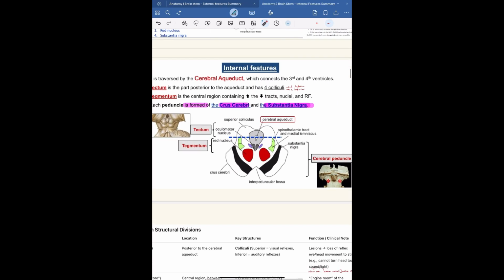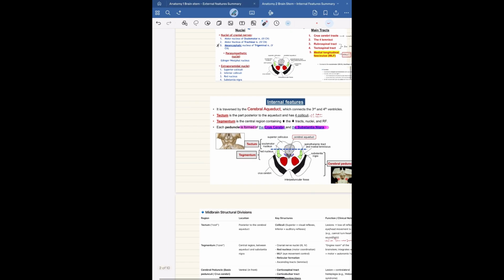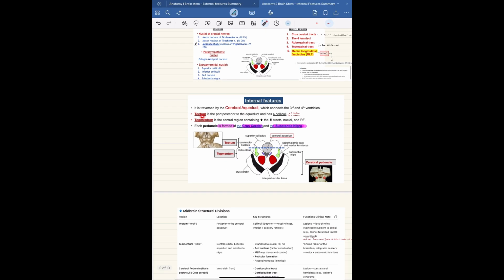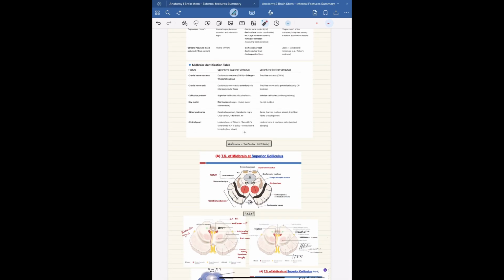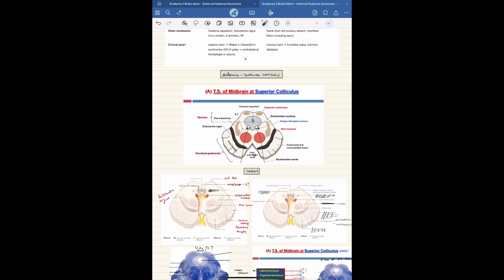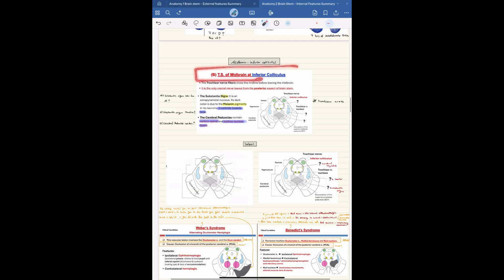Okay, what about the cerebral peduncle? Cerebral peduncle, two parts. You remember the crus cerebri that we talked about, in addition to the substantia nigra. So this is this part. Now notice I have said that the tectum contains the superior and inferior, but in this cut section we see the superior. That's right, because the midbrain is cut into two parts. The superior colliculi part, if you go down, you will see the inferior colliculi part.